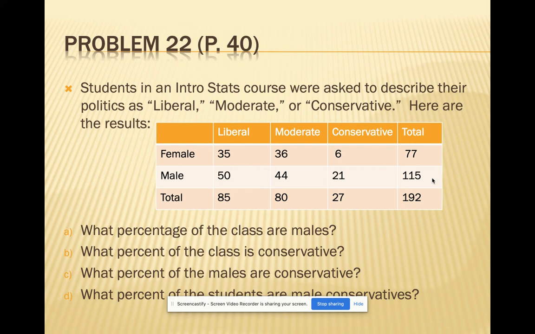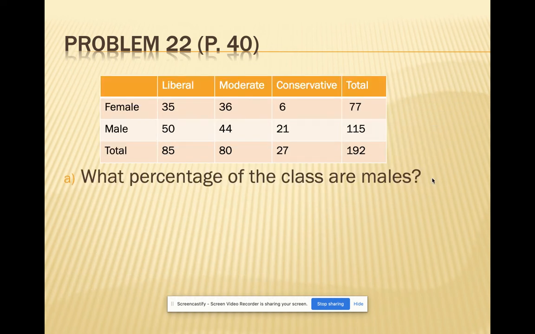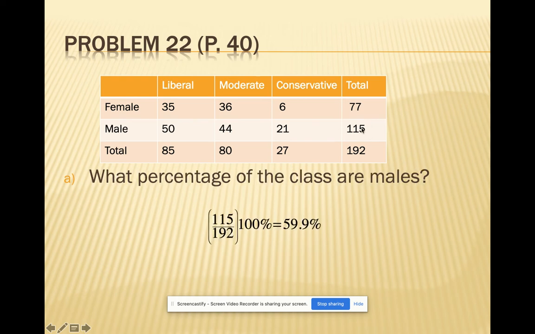The first question we're going to look at is what percentage of the class are males? All right, so this is the percentage of the class. So our denominator is going to be 192, and we want to know the percent that are males, so our numerator will be 115, and then we'll multiply by 100% and get 59.9%.